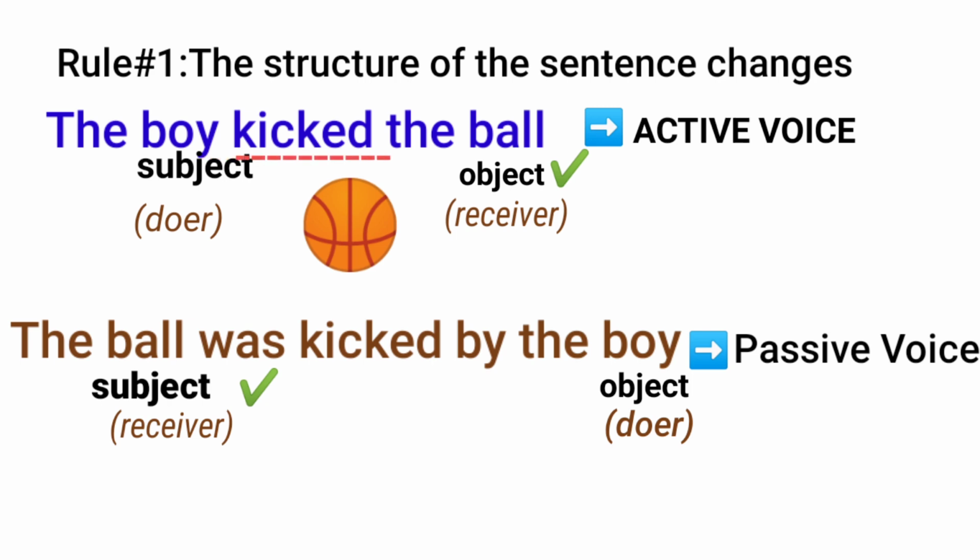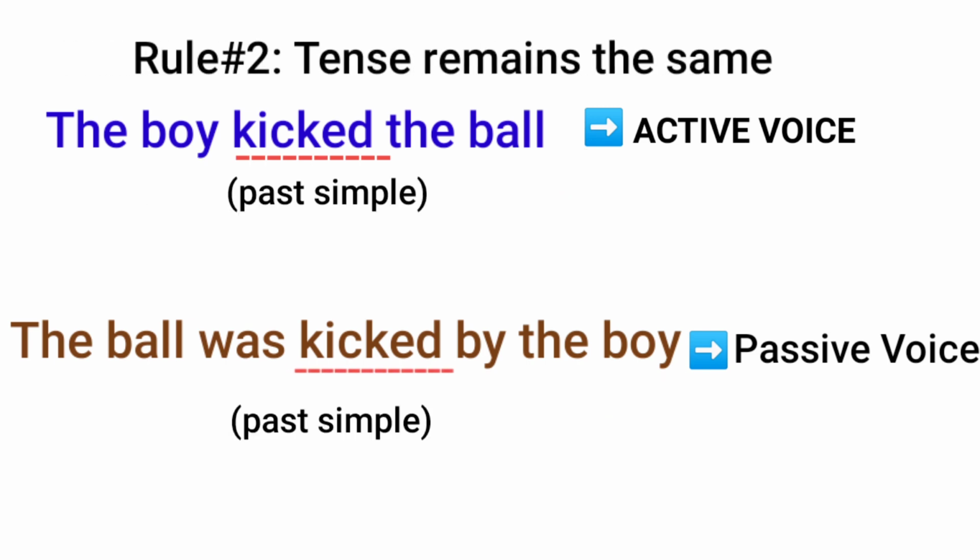Now when we change it into passive, it will become the ball was kicked by the boy. Now the subject is the ball and it is the recipient of the action. So it is in the passive voice. The verb is in the passive voice. The second rule, the tense remains the same.